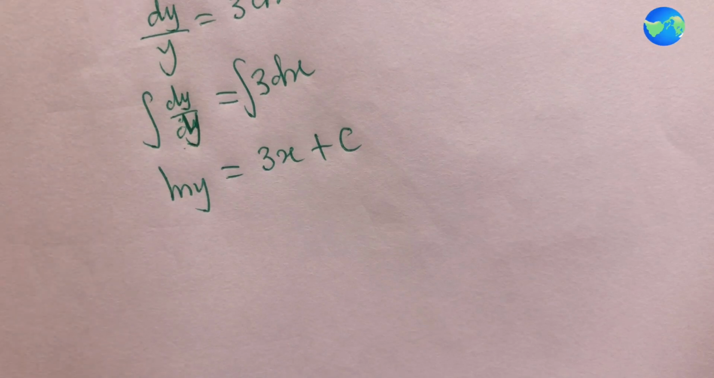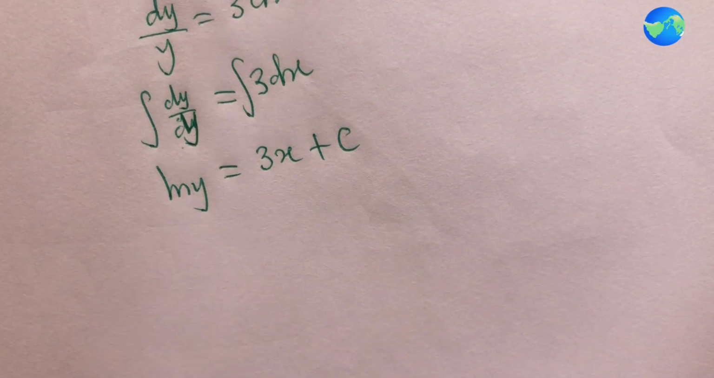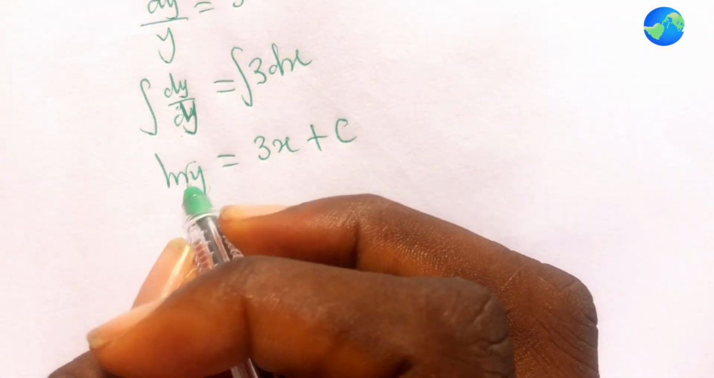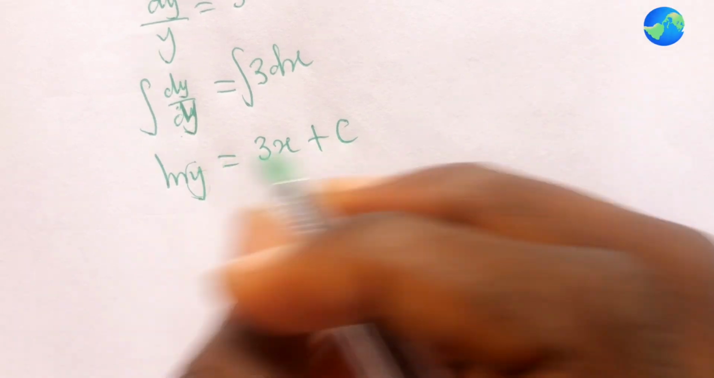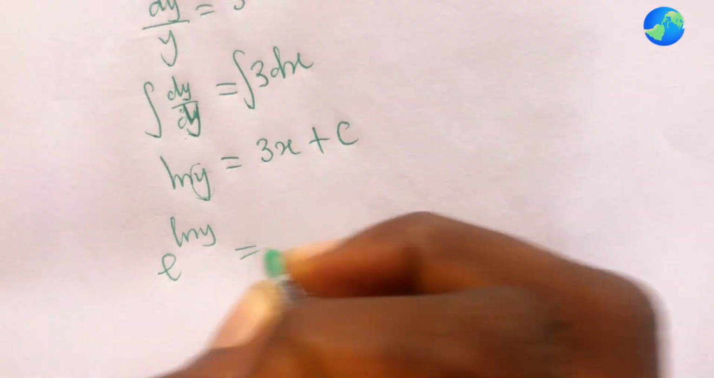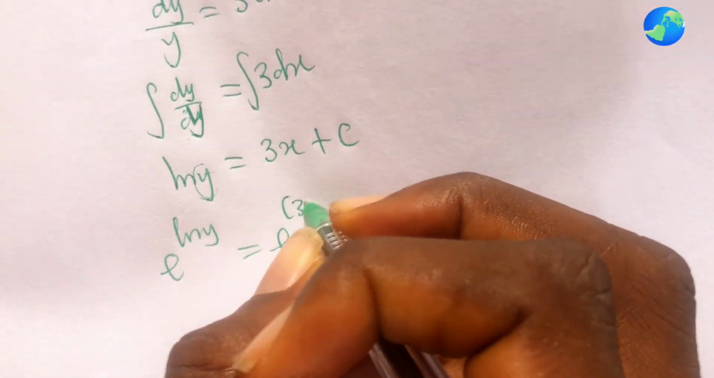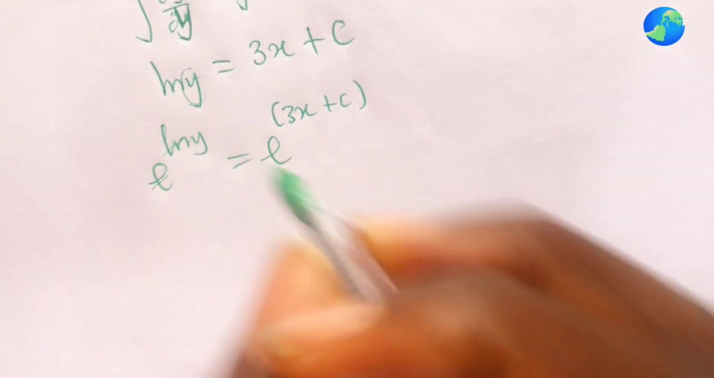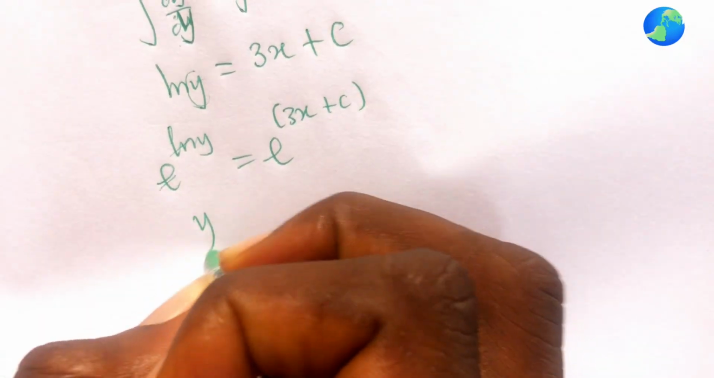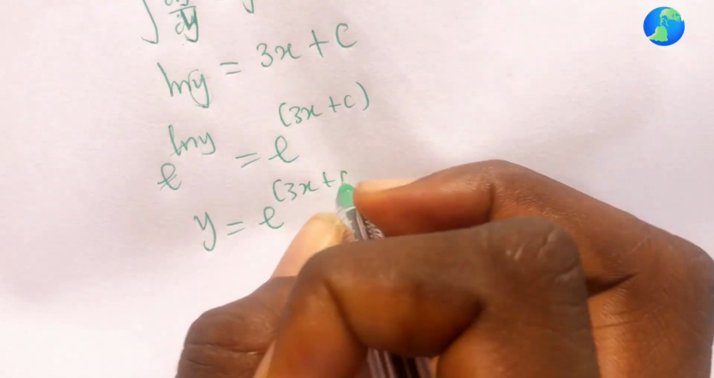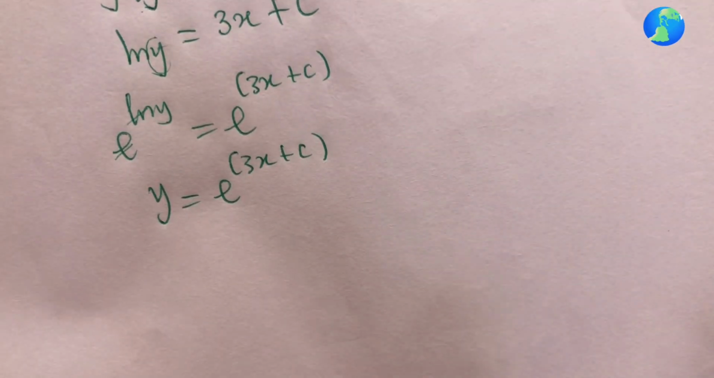But remember, we are solving for y, like we are solving for the whole function that will satisfy what they said here, right? So now I can take the exponential on both sides. What I mean is exponential of ln y is equal to exponential of 3x plus c, right? Now clearly exponential always cancels out the natural log, and I'll be left with y equals exponential of 3x plus c, right?